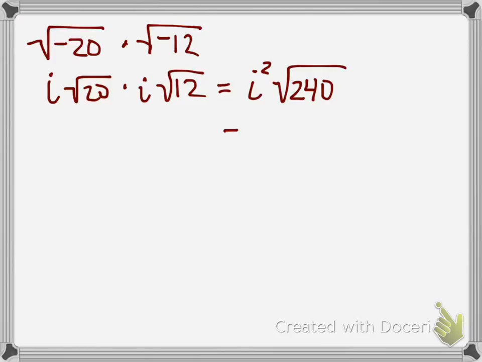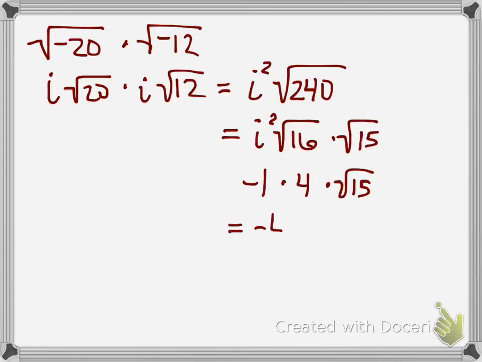Now the largest perfect square that goes into that, I believe, is 16, and 16 will go into it 15 times. So I have i squared times the square root of 16 times the square root of 15. And the square root of 16 is 4, and i squared is equal to -1. So then that means that's -4. And then I still have the square root of 15. So you kind of see there how that square root of 15 just stayed there in the front.